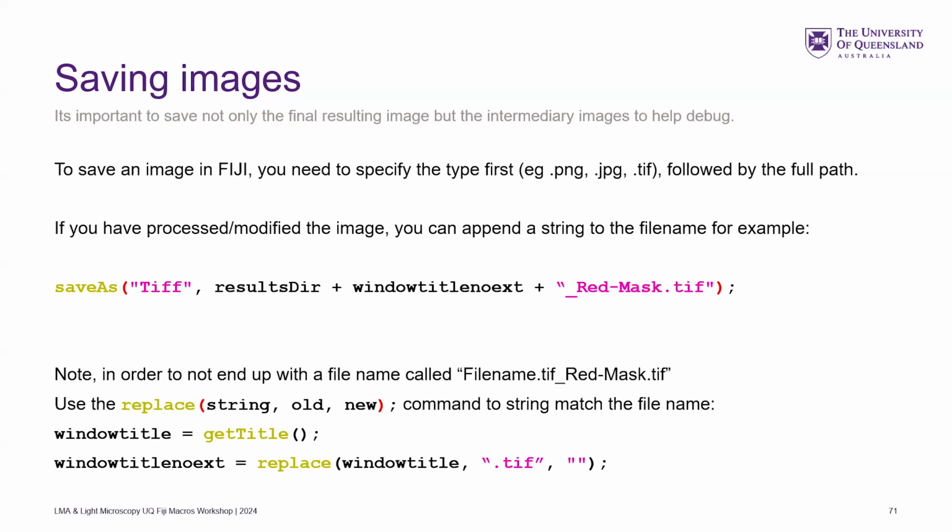When you're saving stuff out, you generally don't want to have something called my image.tiff.tiff.tiff, because that can happen with Fiji if you keep duplicating and saving stuff. So what I normally do is use this replace string where I get the file name and strip away the TIFF. And so then I have window title no extension. When I save out my TIFF here, I'm going to use my image without the .tiff, and then give it some kind of description of what I did. Let's say it's the red channel mask or the output or whatever you want to call it.